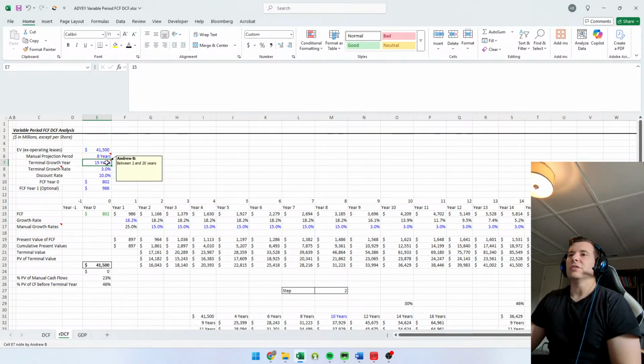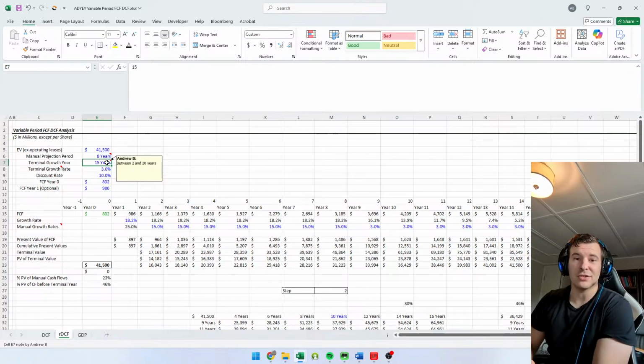You can see here that for this spreadsheet, I've made it so that this number has to be between 2 and 20 years. It's hard to know what it's going to look like in 5 years, much less 20 years.